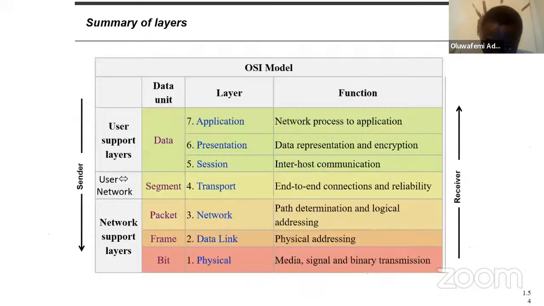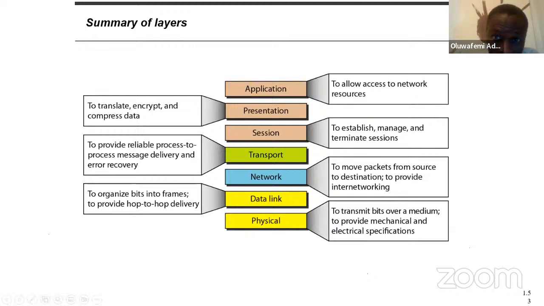I'm going to run through a summary of this. What is the application layer? It allows access to network resources, right. Presentation layer translates, encrypts, and compresses data. Session layer establishes, manages, and terminates sessions. So if I close a tab, I've closed that session, right? Transport provides reliable process-to-process message delivery and error recovery, right? There are 2 types of transport protocol, TCP and UDP. TCP does a 3-way handshake, which is windowing. I'm going to send, you're going to acknowledge. I'm going to send, you're going to acknowledge.